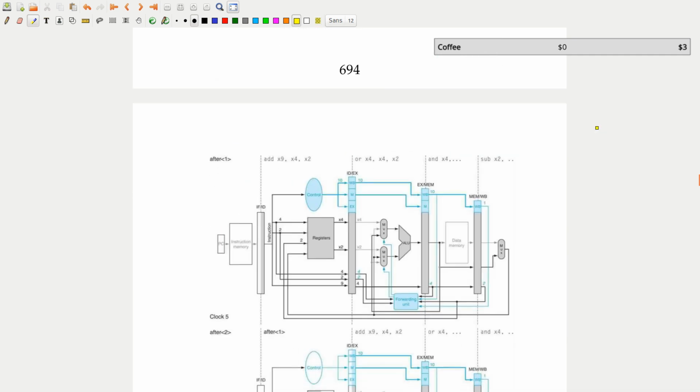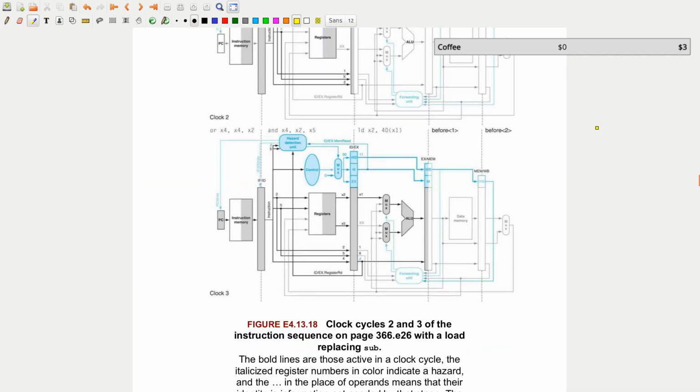My goodness, there's a lot of figures in this chapter. Lots of illustrations. Good for presentations.